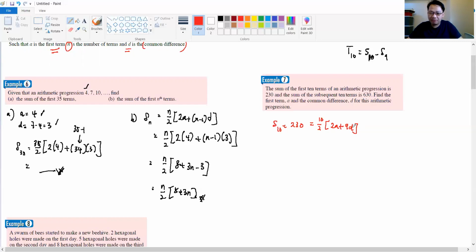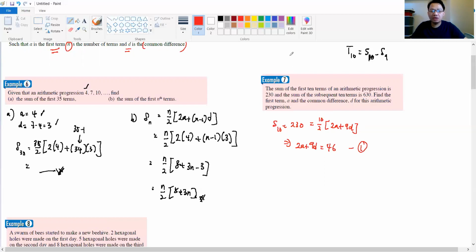This is the general formula. So we simplify it: 10 over 2 is 5, so we get 2a plus 9d equals 230 divided by 5. So we get 46 here. This is our first equation.